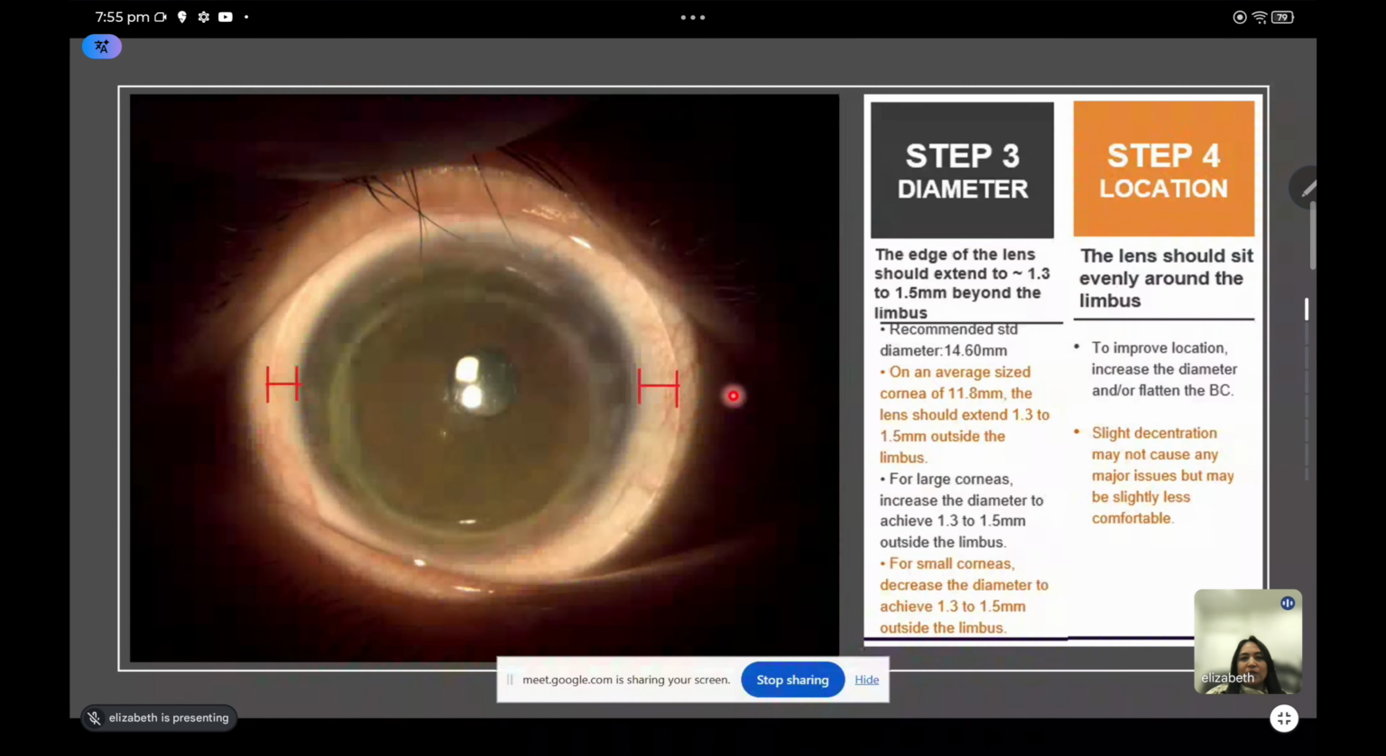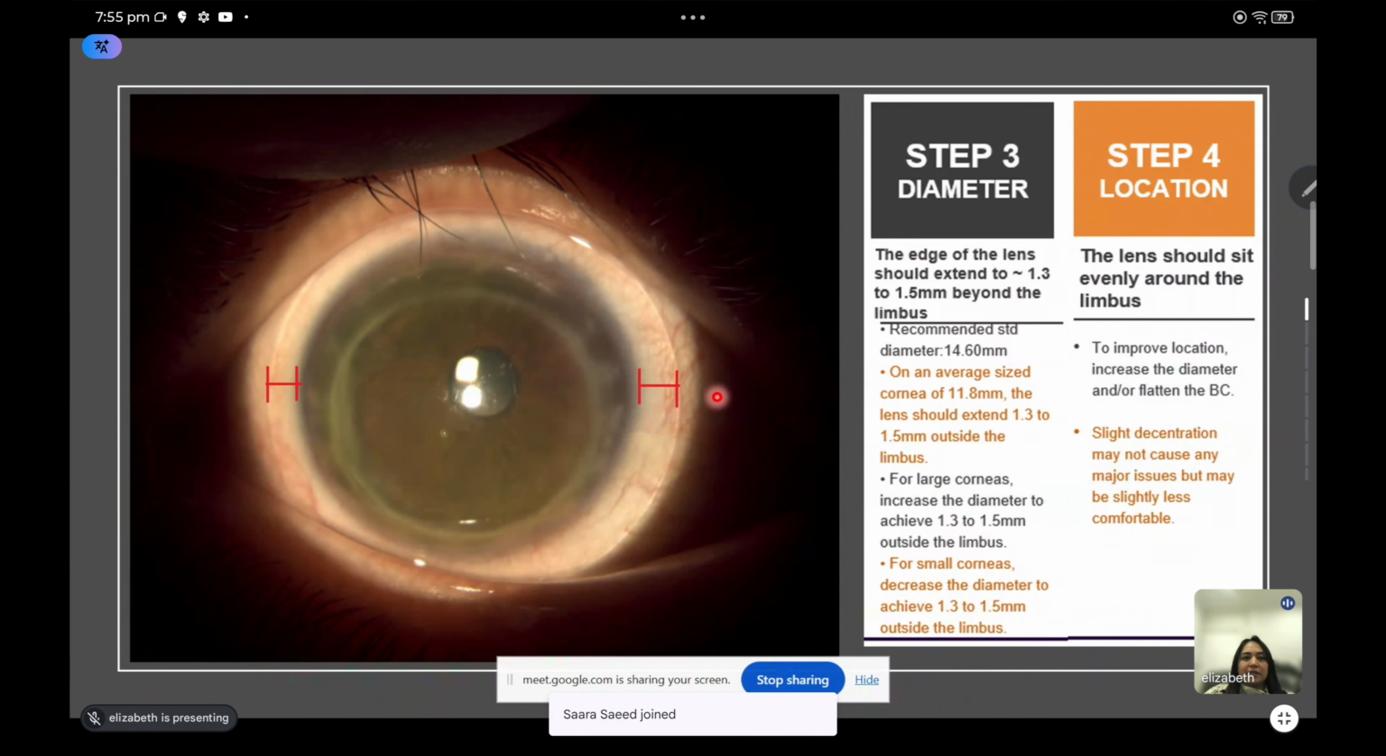The only thing that it may cause is that if it's decentered too much, it may cause a little bit of discomfort. It may also cause a little bit of glare or halos if the optic center moves over the pupil. But usually with these size lenses, we don't have too much of those issues in terms of it decentering that much where it would cause glare or halos. If you did want to improve the location of the lens or the centration of the lens, you could actually ask for a larger diameter lens if need be.